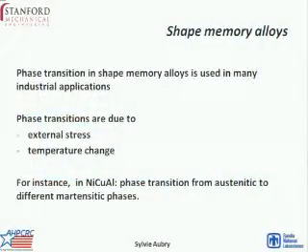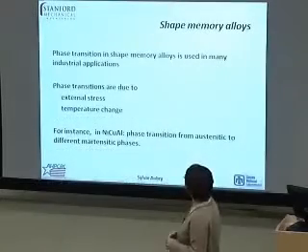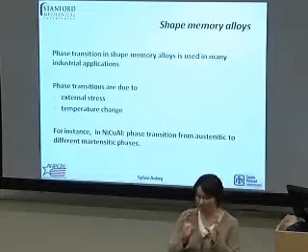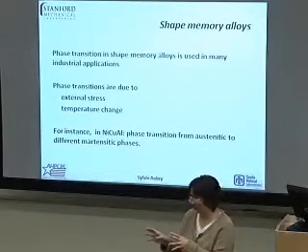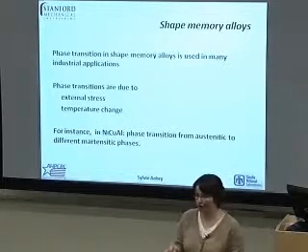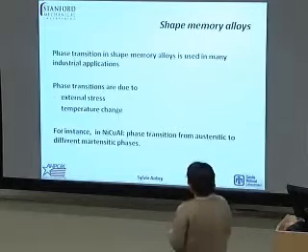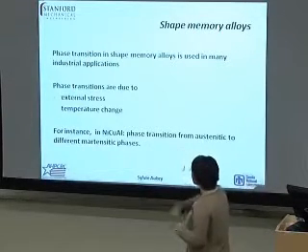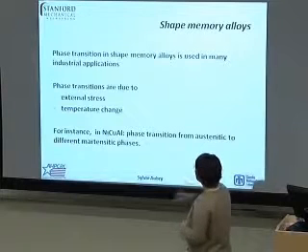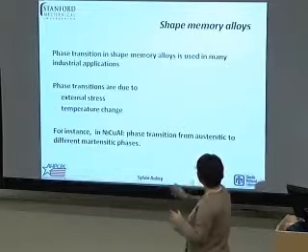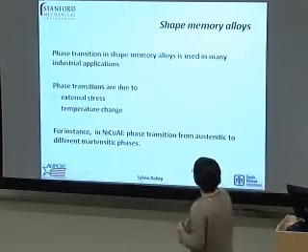Okay, so let me tell you a little bit about shape memory alloys. The shape memory alloys go from one phase, one variant, to the other by, you have to change either the external stress or the temperature. If you do that, you can go from one martensitic phase to another. And in nickel, copper, aluminum, as I was saying, you can have a phase transition between the austenitic phase and different martensitic phases.